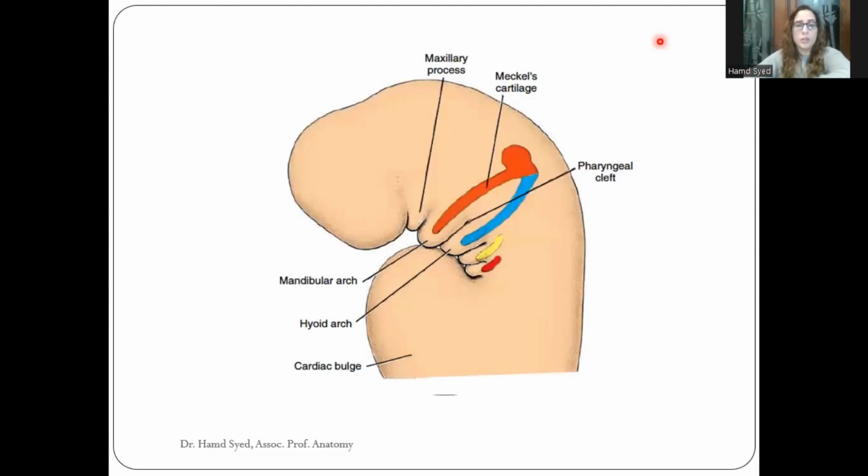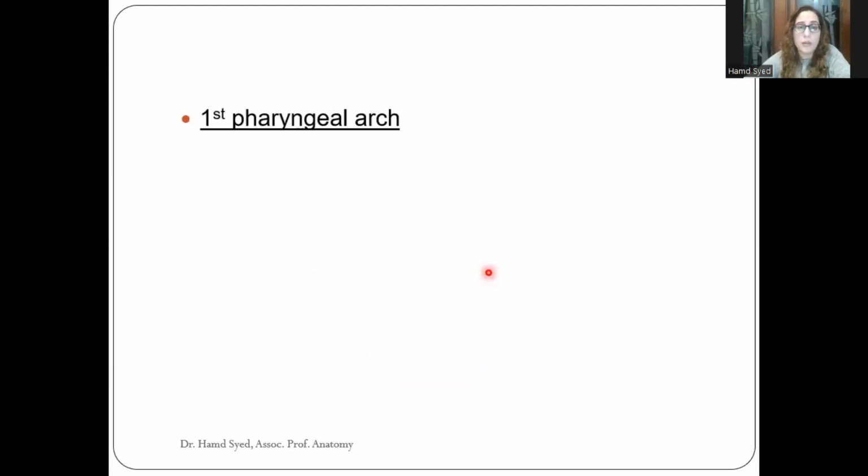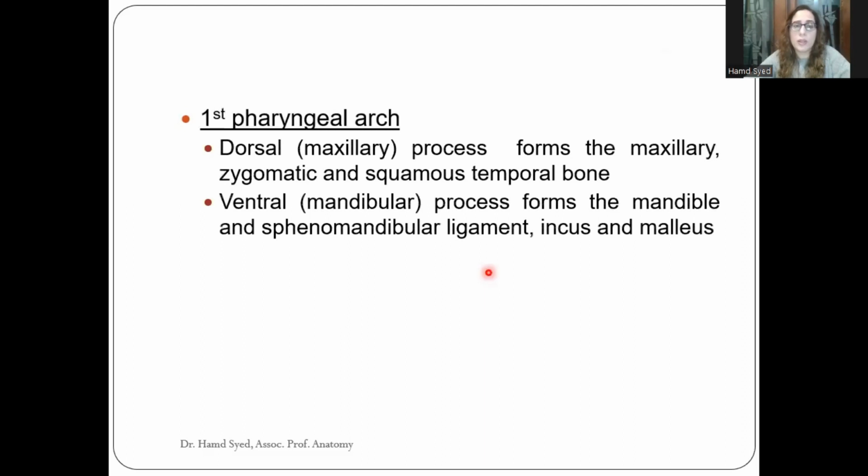facial skeleton. So here is our first pharyngeal arch. The first pharyngeal arch has further two portions, which are the maxillary process and the mandibular process. And then comes the second pharyngeal arch, and then you can see the third and then the fourth, which are less prominent. Now, we are focusing on first pharyngeal arch, so it has two processes, a dorsal maxillary process and a ventral mandibular process. The maxillary process forms the maxilla bone, the two paired maxilla bones of the face, the two paired zygomatic bones of the face, and on the side of the skull, the squamous temporal bones.